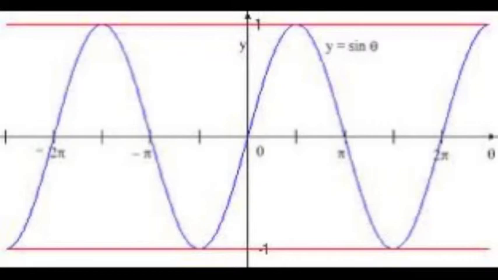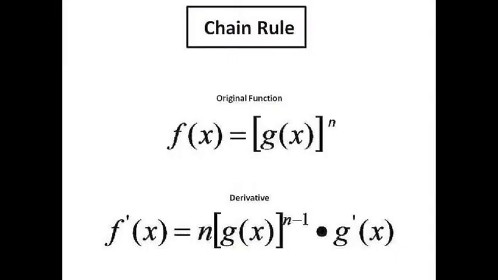For example, this is a sine graph. The process of finding a derivative is called differentiating. A derivative is a function that models the instantaneous rate of change at every point of the function. Geometrically, the derivative at a point equals the slope of the tangent line to the graph of the function. Mathematically, you can find derivatives using things like the chain rule.